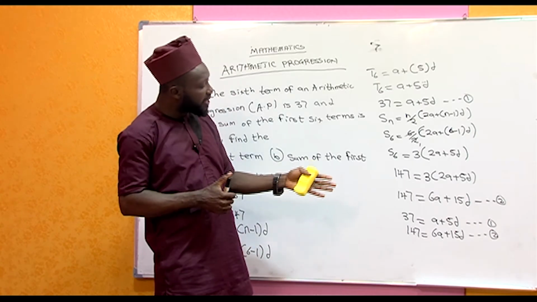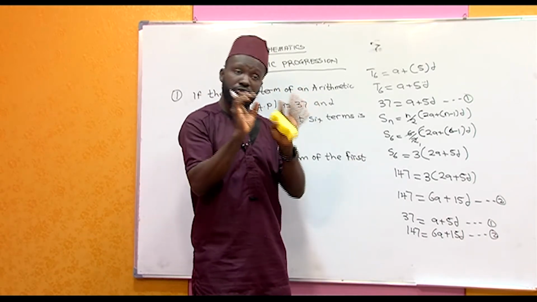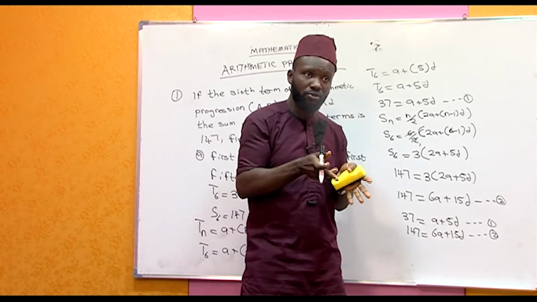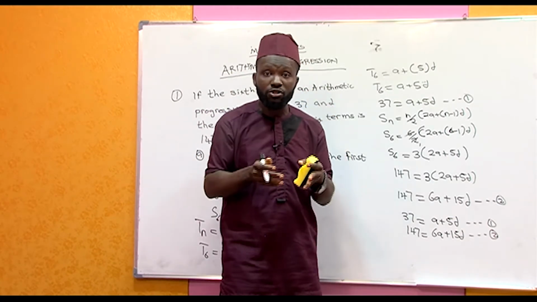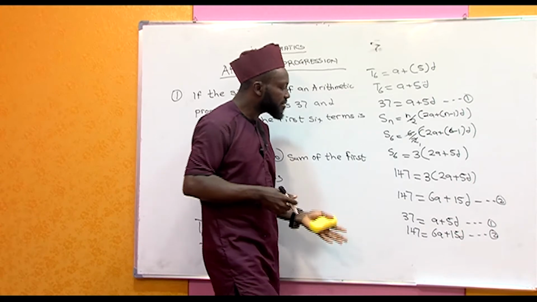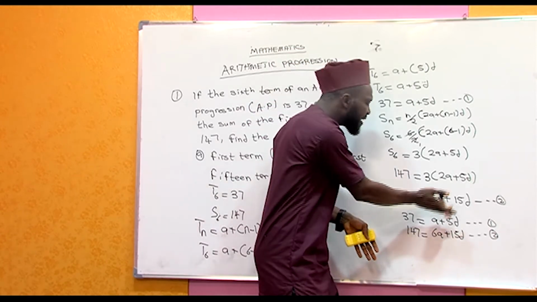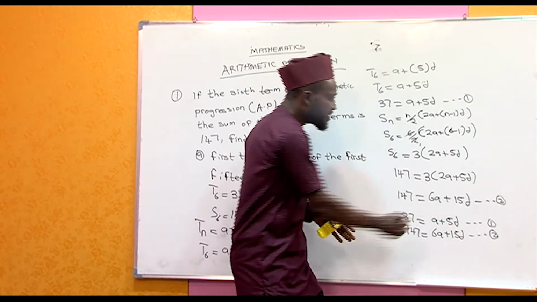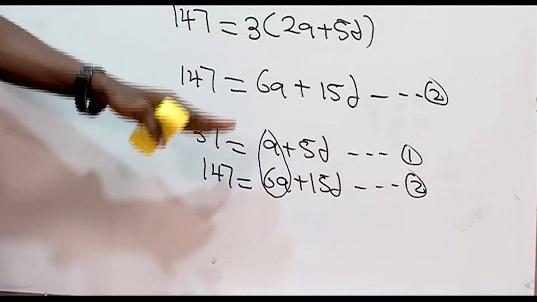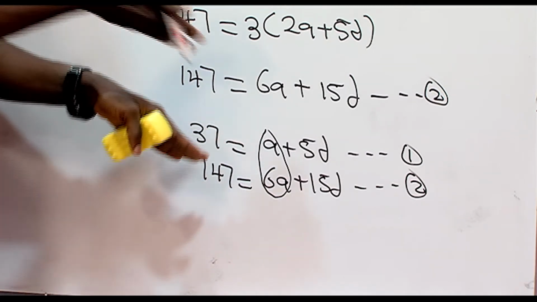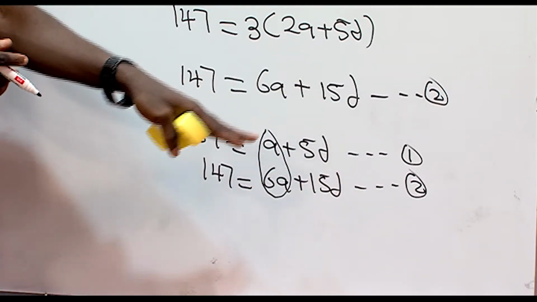The secret about solving any simultaneous equation is that we normally use three methods, but in this case we can decide to use two methods. Either we use the elimination method or the substitution method. But I always advise my students to use the elimination method because of the time factor. Now in this case, how are we going to know where to use the elimination method? All we need to do is look for a way that the coefficient of a in both equations will be the same, or the coefficient of d in the two equations will be the same.